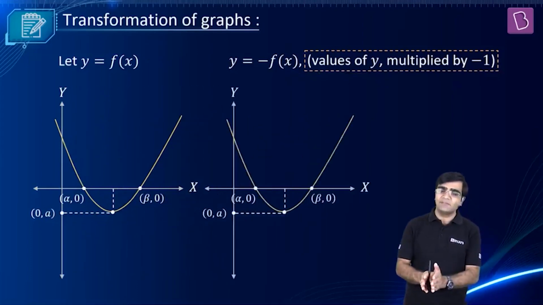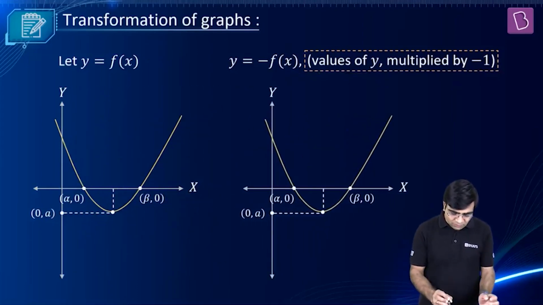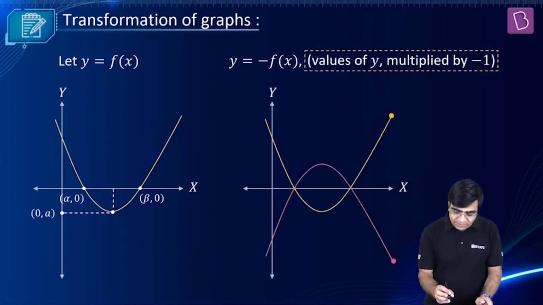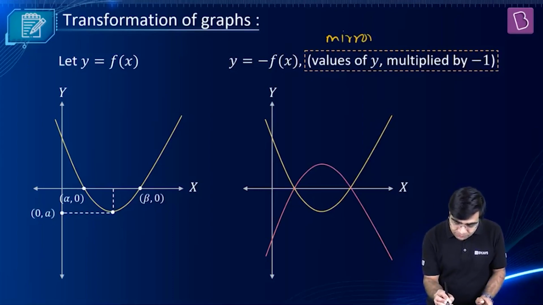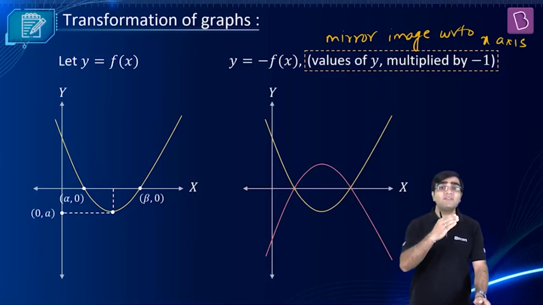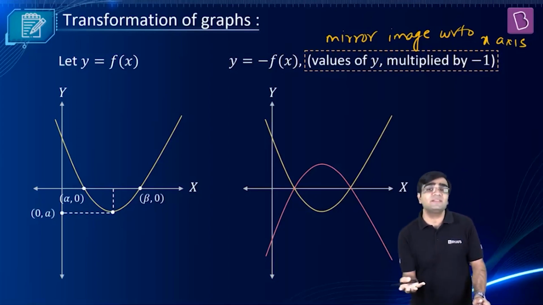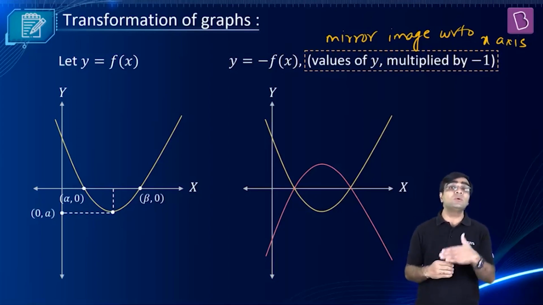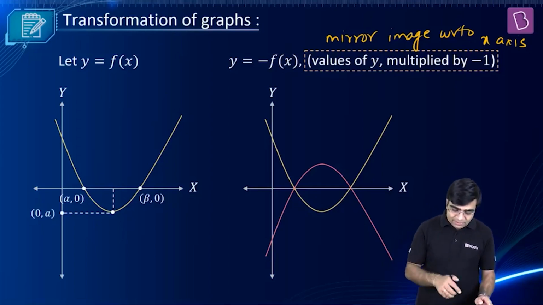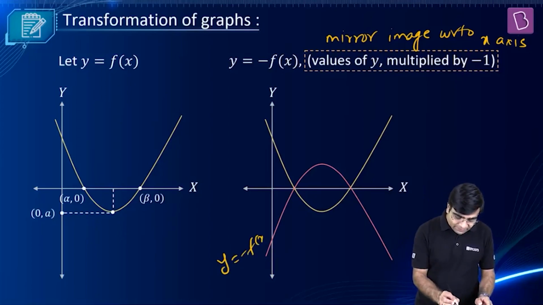So this was my graph. Now the moment I take the transformation of y equal to -f(x), it will just flip it with respect to the x-axis. So this is nothing but taking the mirror image with respect to the x-axis. So from f(x) to f(-x), you take the mirror image with respect to the y-axis, and from y equal to f(x) to y equal to -f(x), you take the mirror image with respect to the x-axis. That's it. This will be my final graph, and this red colored one will be y equal to -f(x).